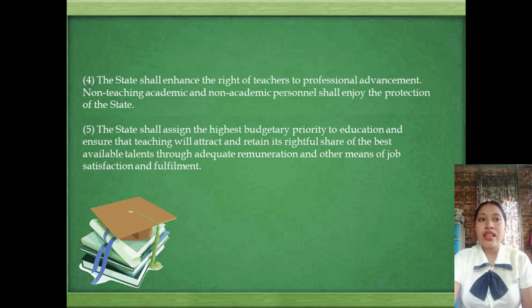The next one is: the State shall assign the highest budgetary priority to education and ensure that teaching will attract and retain its rightful share of the best available talents through adequate remuneration and other means of job satisfaction and fulfillment. In this paragraph, it is mentioned that the State or the government shall appropriate the highest budget to education, including salaries and other benefits for teachers, to ensure that the teaching profession will gain its share of the best talents, which will also lead to quality education for the learners.